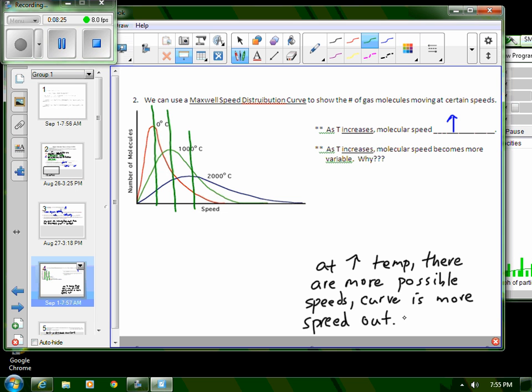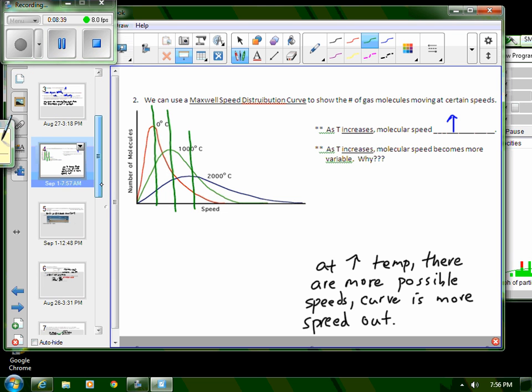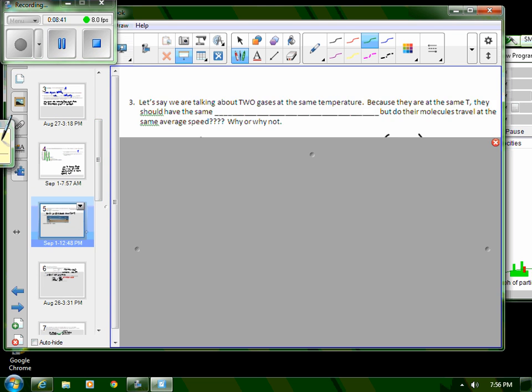We're going to talk a little bit more about this curve down the line. But the bottom line is the average speed is what's really important, and in general, as temperature increases, molecular speed increases. Does that make sense? Yes, Miss Hanson, it does. Okay, good. So here's our next question.